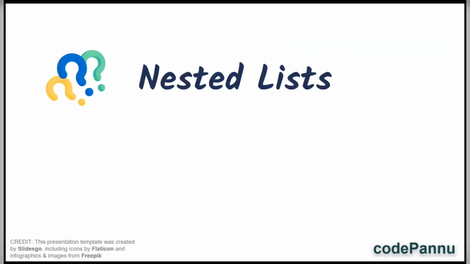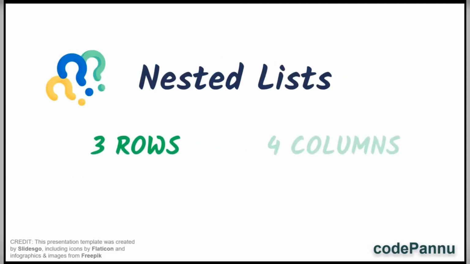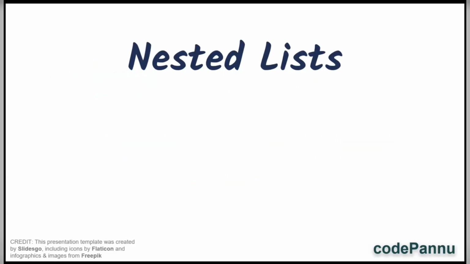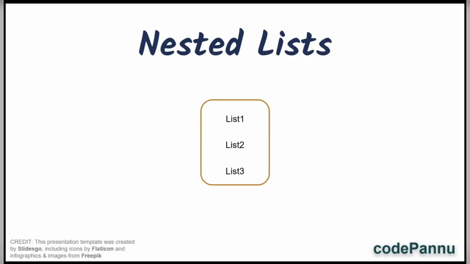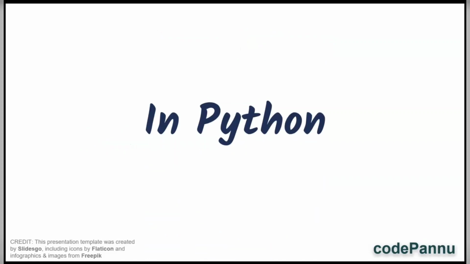Shall we see how to create nested list with 3 rows and 4 columns and print it? Nested lists have many lists inside it, right? Each row will have one list. So, if we want a nested list with 3 rows, we have to create 3 lists inside it. Let us go to Python and see how to create that list.